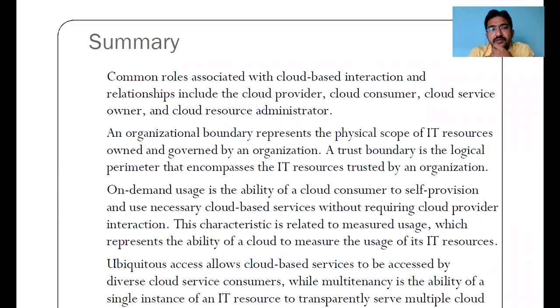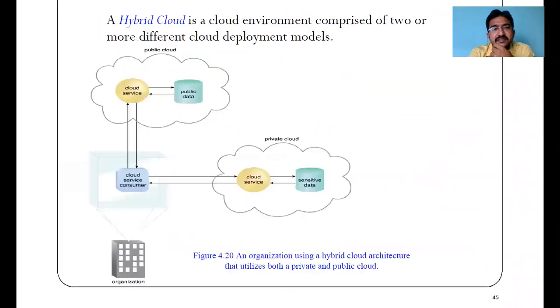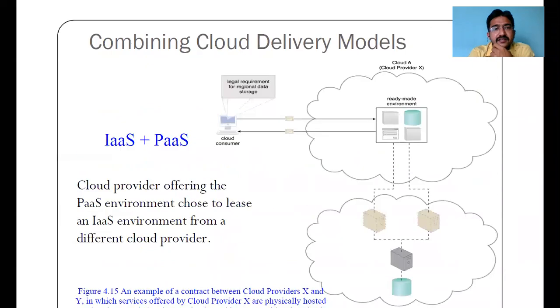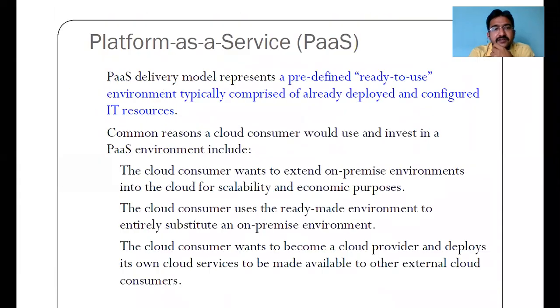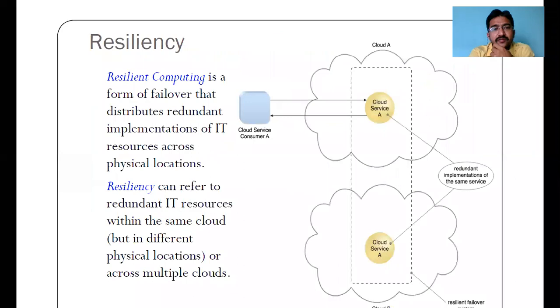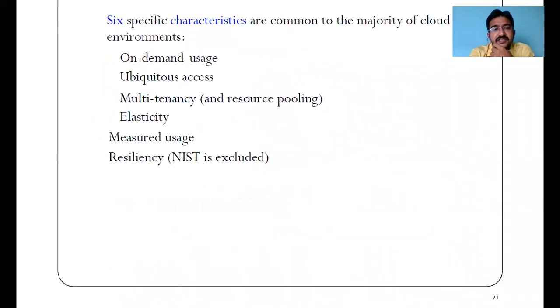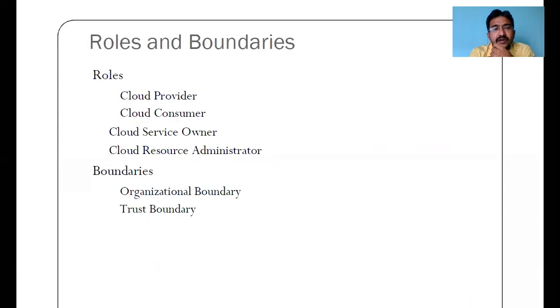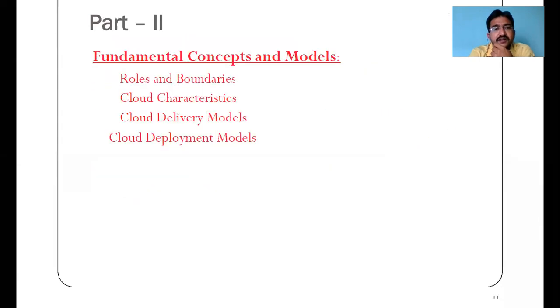Okay. So this is the second unit summary of what we have discussed in the previous classes. In this second chapter, we have studied fundamental concepts and models, roles and boundaries, cloud characteristics, cloud delivery models, and the last topic, cloud deployment models. Okay.